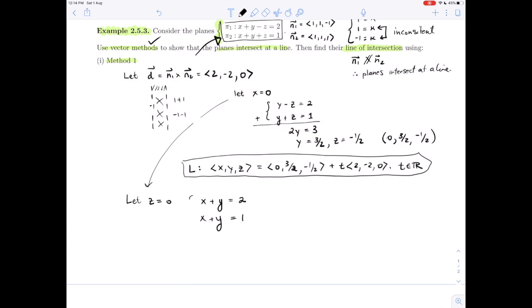Well, that can't be, right? What if I didn't notice and I subtracted? Well, then I'd get 0 is equal to 1, which should be even more obvious that that doesn't work. That is inconsistent. And so what does that tell me geometrically? Well, z equals 0 is the equation of the x, y plane. And so that tells me that my line doesn't intersect the xy plane. My line is parallel to the xy plane, right?